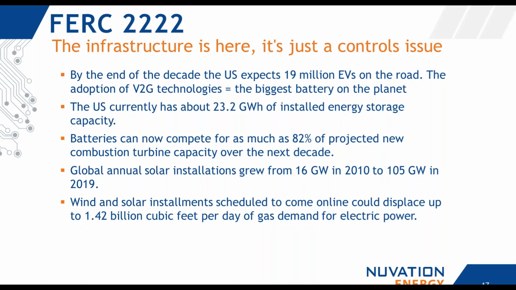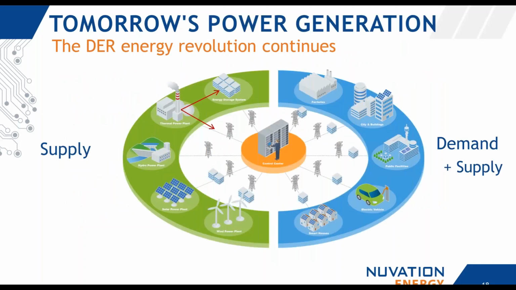Things are changing even without this FERC 2222 order. You can see over the last 10 years, solar installations have grown from 16 gigawatts up to 105 gigawatts. This acceleration is expected to continue to grow even faster. So the energy distribution of tomorrow is going to be behind the meters, participating in the supply side as well.